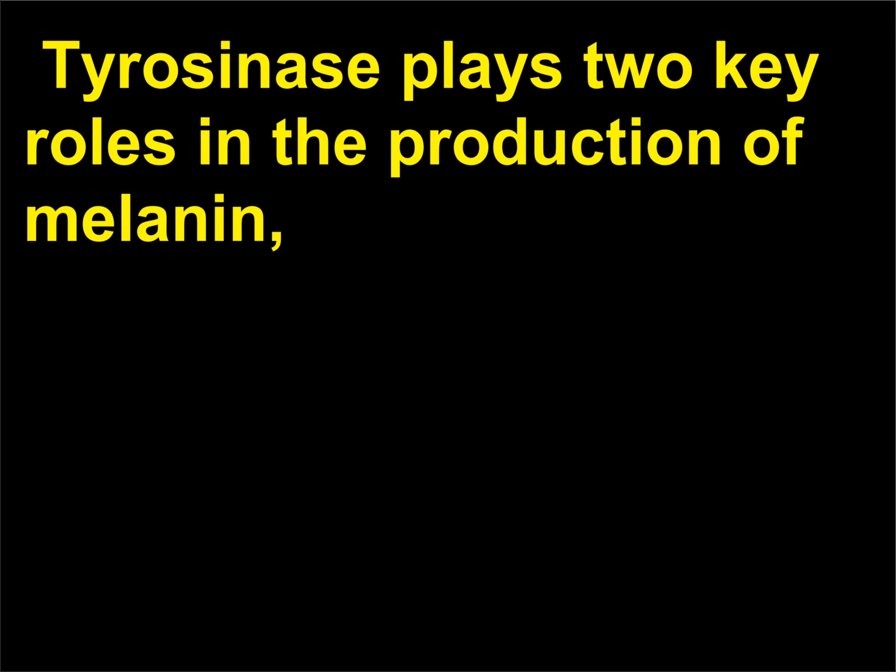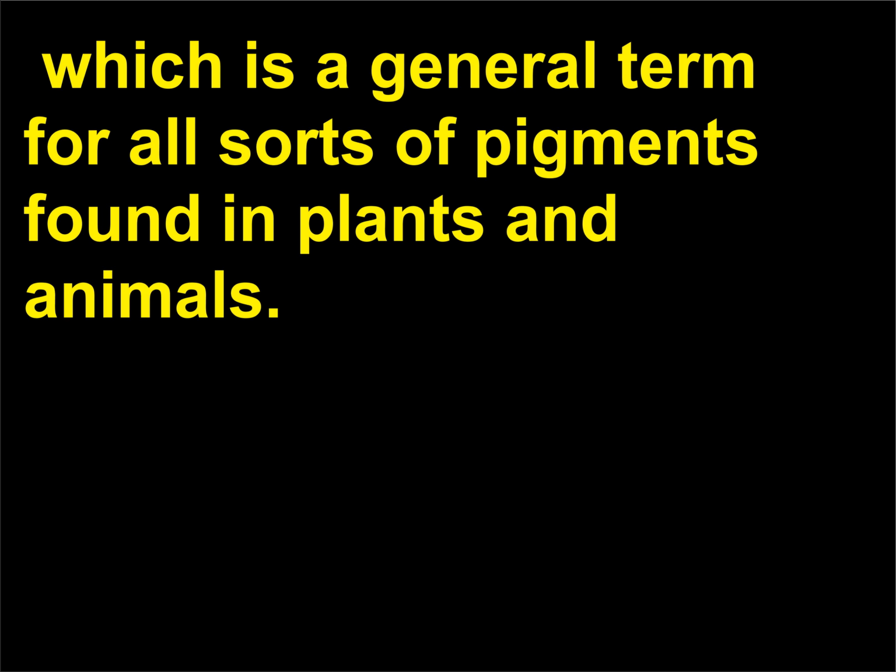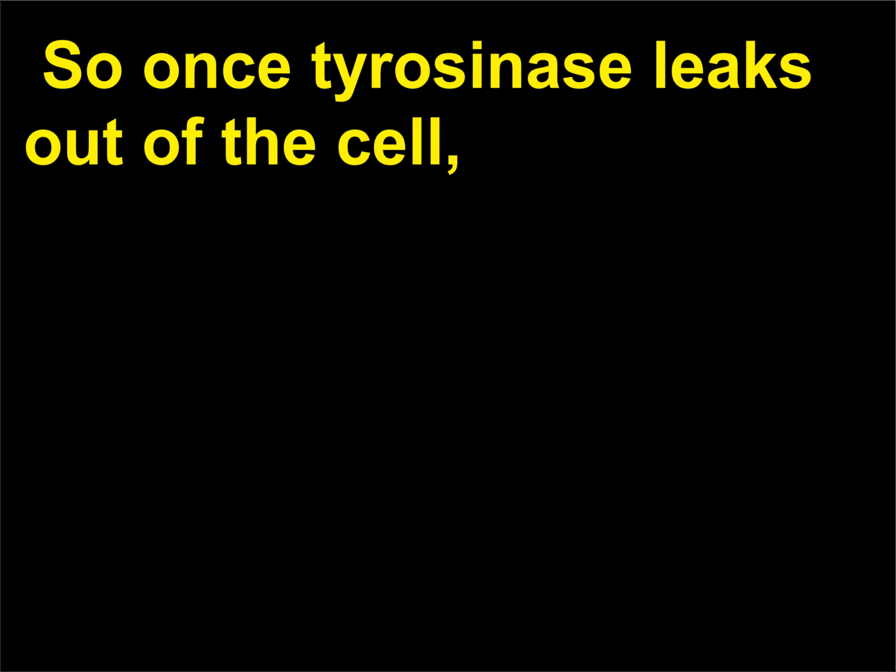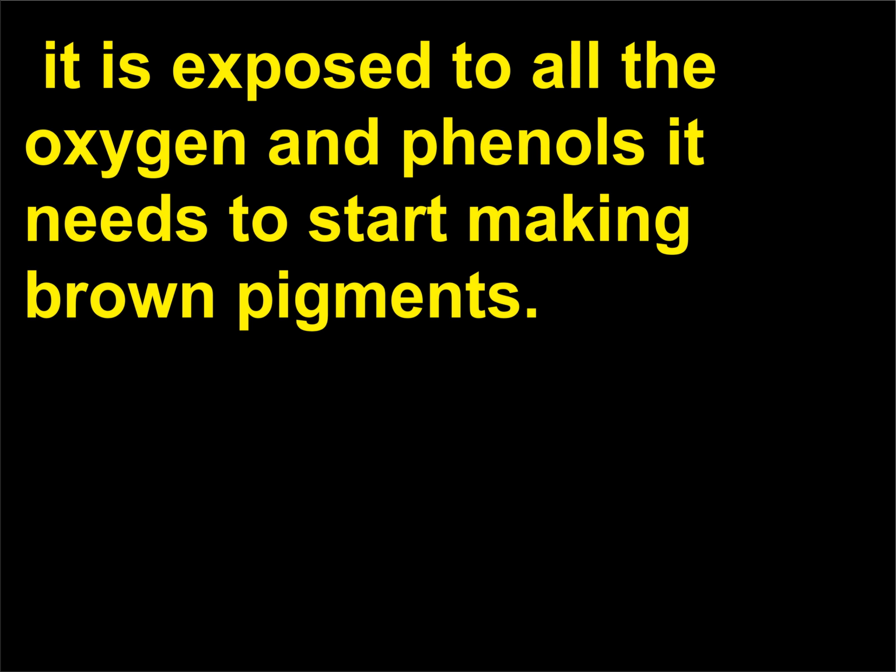Tyrosinase plays two key roles in the production of melanin, which is a general term for all sorts of pigments found in plants and animals. So once tyrosinase leaks out of the cell, it is exposed to all the oxygen and phenols it needs to start making brown pigments.